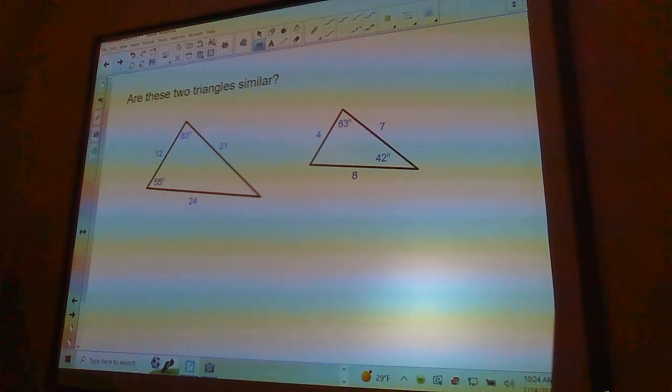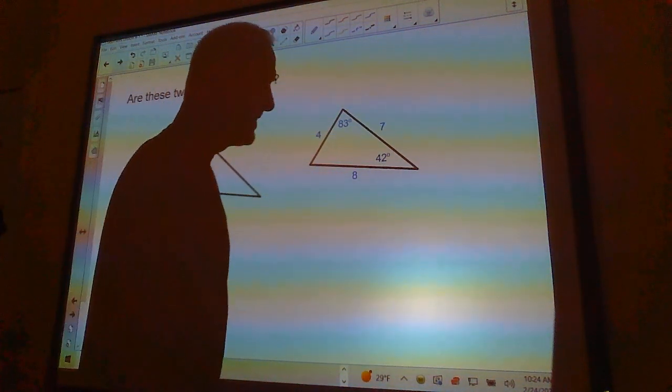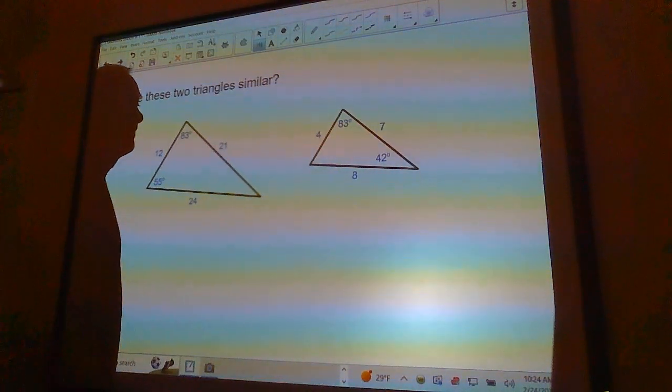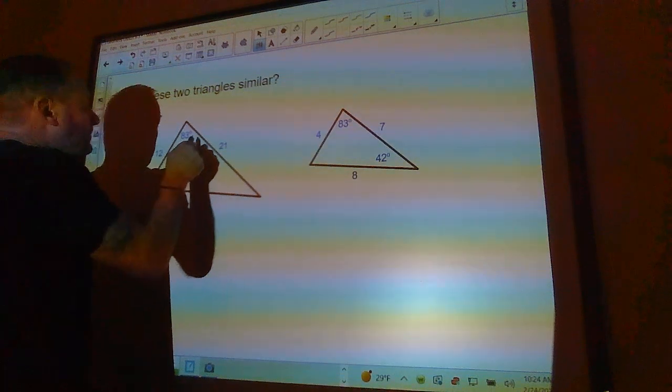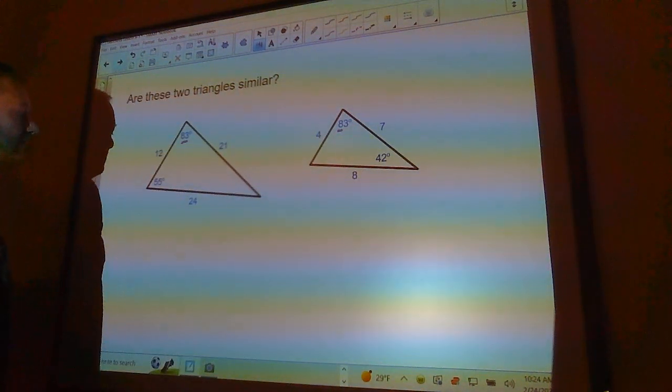Are these two triangles similar? Well, the first thing you need to do is check all the angles. That's the quickest, easiest thing to do. And if all the angles are not equal, then these things are not going to be similar. So those are good right there.